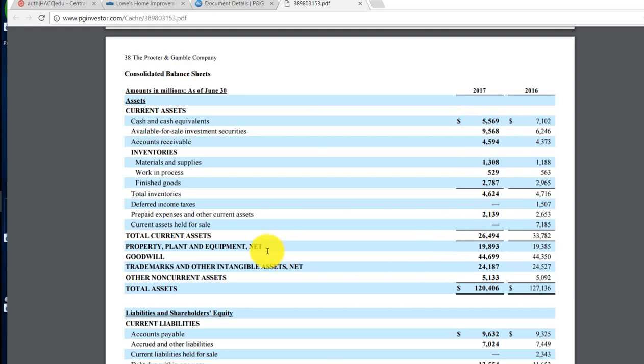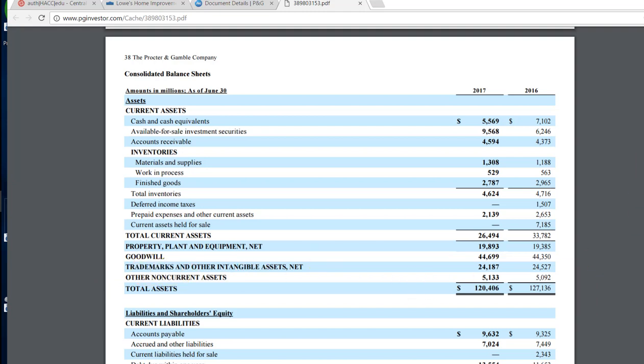Now, a couple of other items. Remember, notice property, plant, equipment is listed as net. That's after accumulated depreciation. Most companies list only the net on the balance sheet. They do not show accumulated depreciation except in the footnotes. Same thing with their intangible assets.